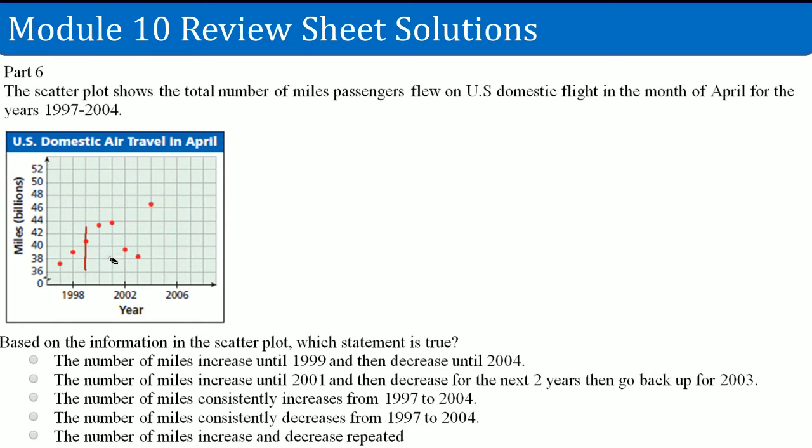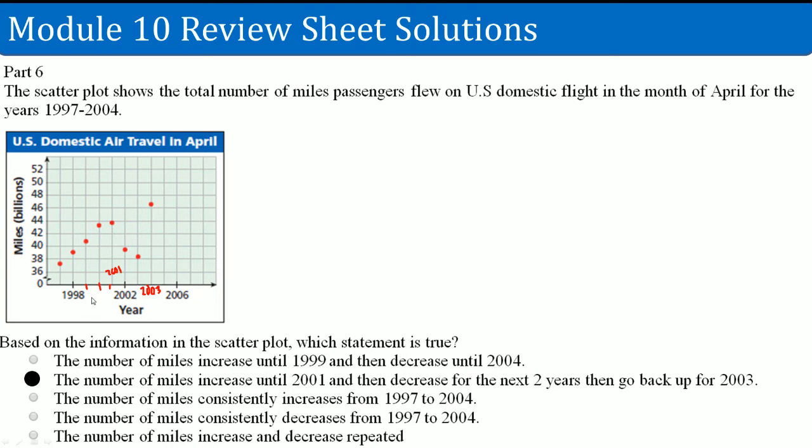So we would know that this one's wrong. Okay, the first one's wrong. The number of miles increases until 2001. So this is 1999, 2000, 2001. So 2001 is right here. Does it increase? Yep. Then it decreases for the next 2 years. Then it goes back up. Okay, 2003. So that's why this one's correct.